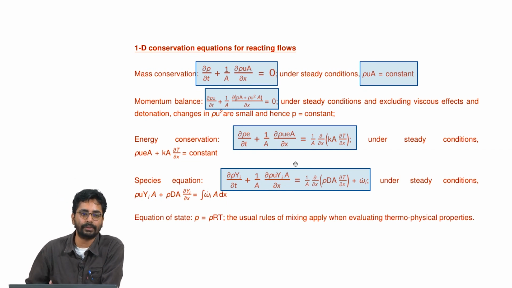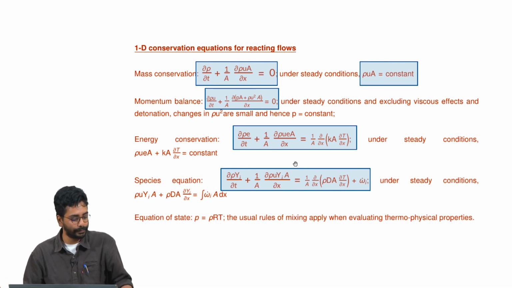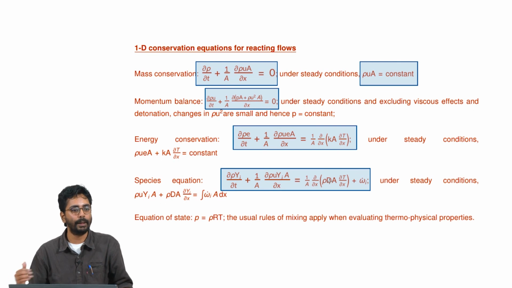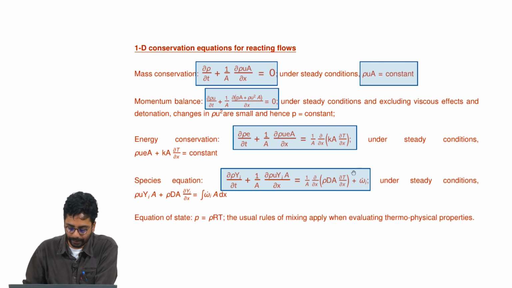Remember that you have a mixture of gases, you need to appropriately define values for Cp, values for gamma and other thermophysical properties, and also transport properties like thermal conductivity and diffusion coefficients must be properly defined for a mixture of gases, and a variety of simplifications are usually done. I will just mention one simplification with respect to choice of diffusion coefficients.